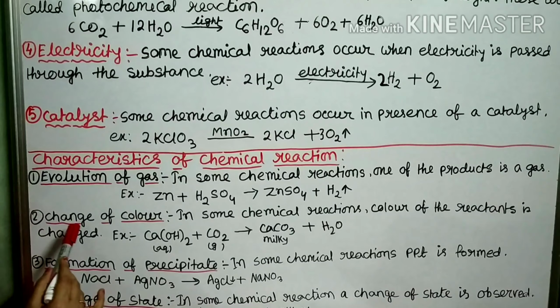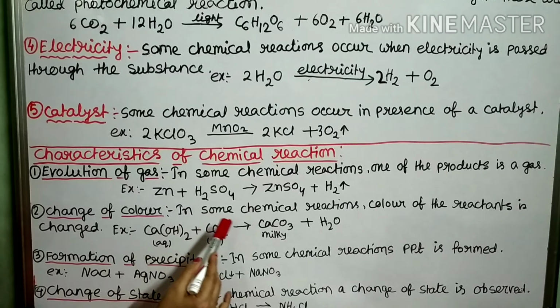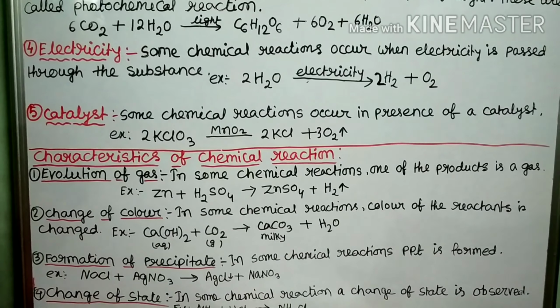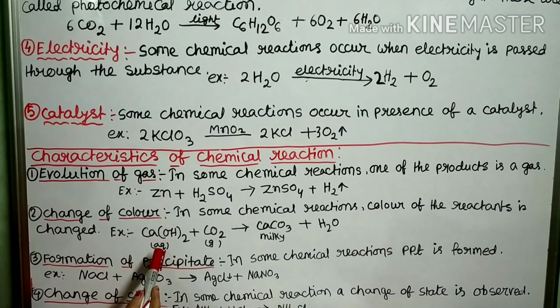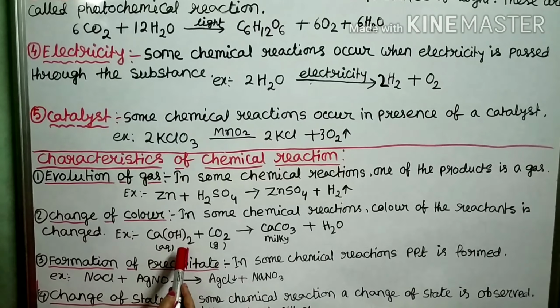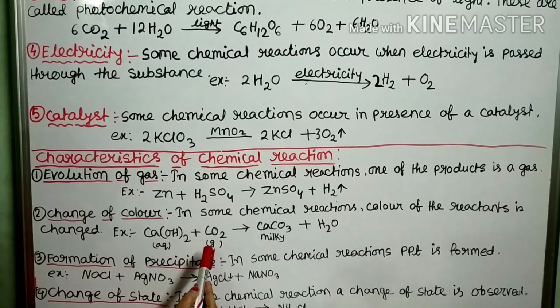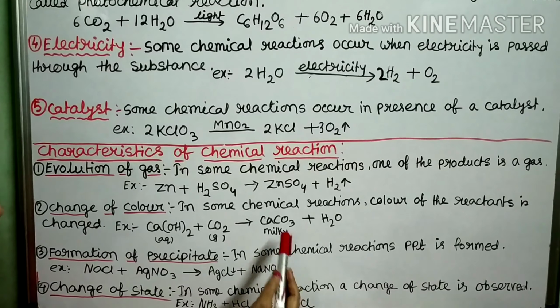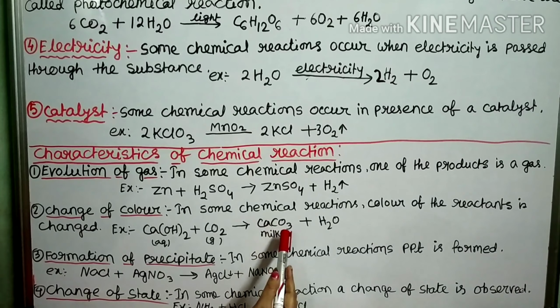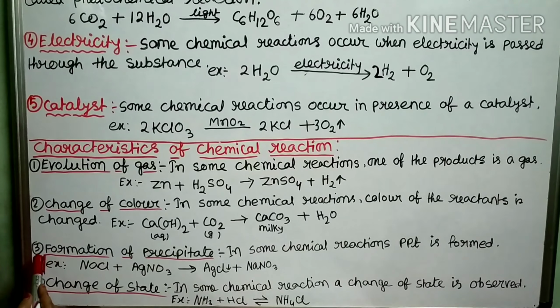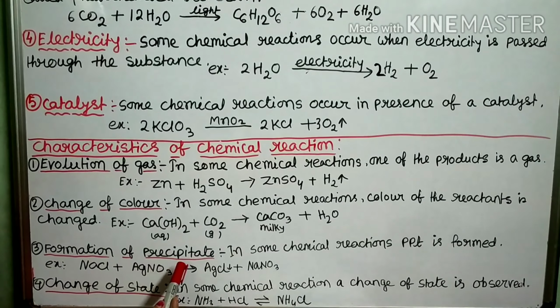Next, number 2, change of color. In some chemical reactions, the color of the reactants is changed. See, when aqueous Ca(OH)2, calcium hydroxide, reacts with carbon dioxide gas, then it changes to milky white, meaning CaCO3, calcium carbonate, plus water.